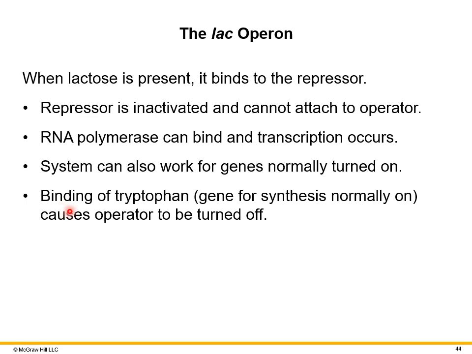Another example is the binding of tryptophan. A gene for synthesis is normally on. However, if there is an excess of tryptophan, it causes the operator to be turned off with the same mechanism.